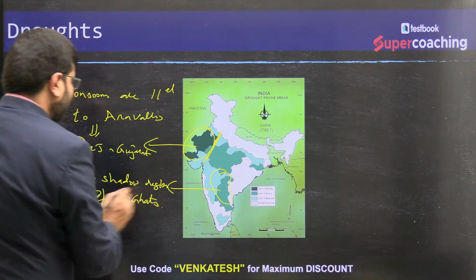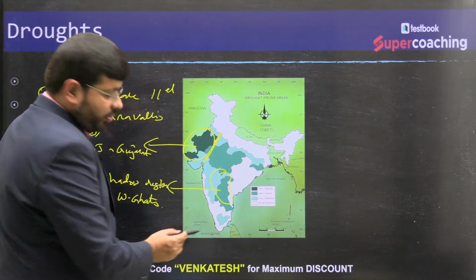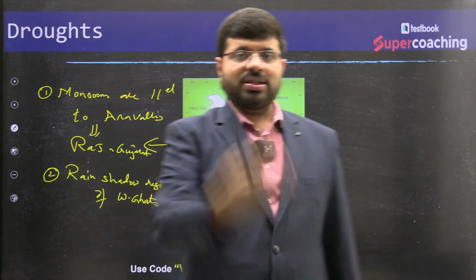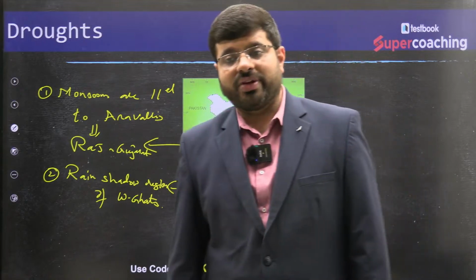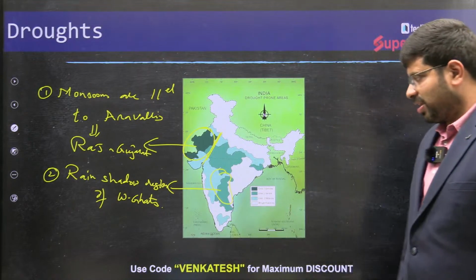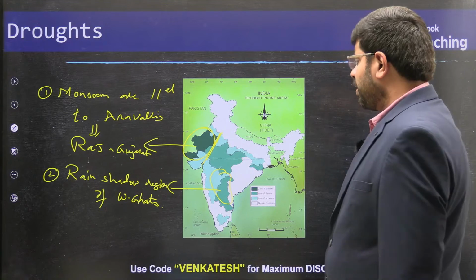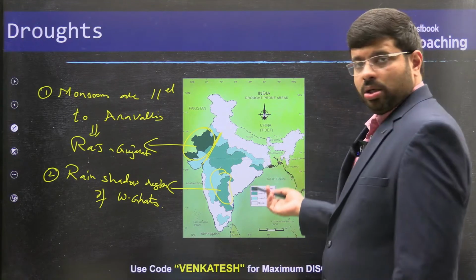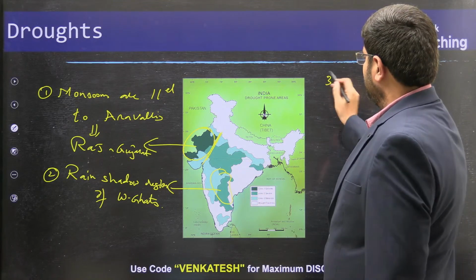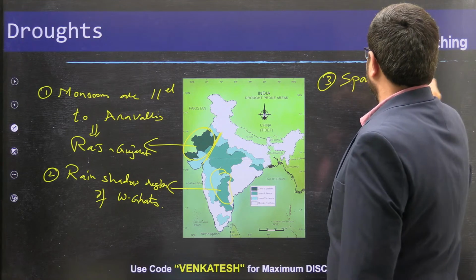So what do I mean by that? On this side there are the Western Ghat mountains. On one side of the mountain, they give a decent amount of rainfall. On the other side of the mountain, they give very little rainfall. That is what is called the rain shadow region of the Western Ghats, right? Moving forward, you can see the spatial and temporal variations of the monsoons. So mostly it is related to monsoons only.